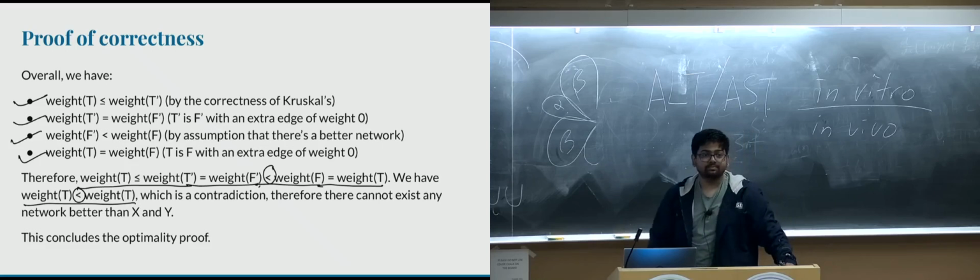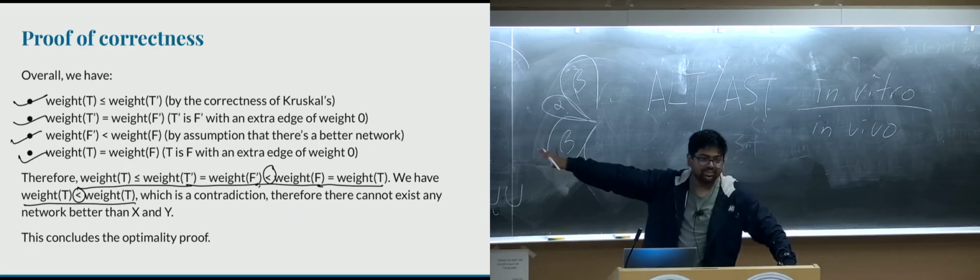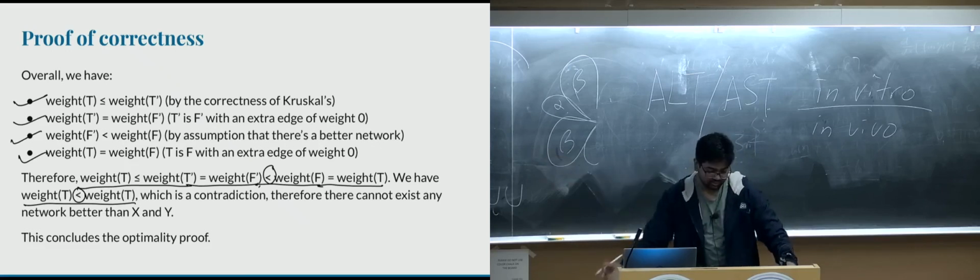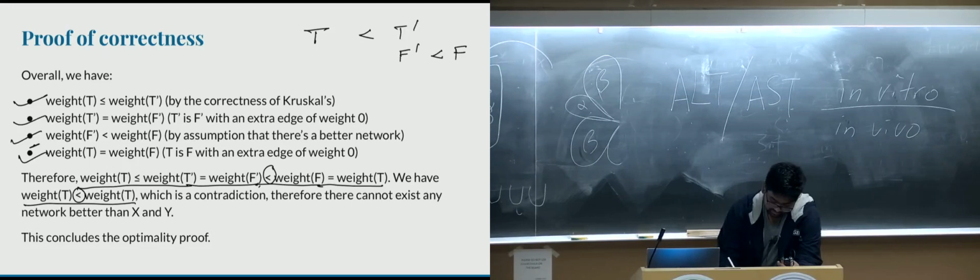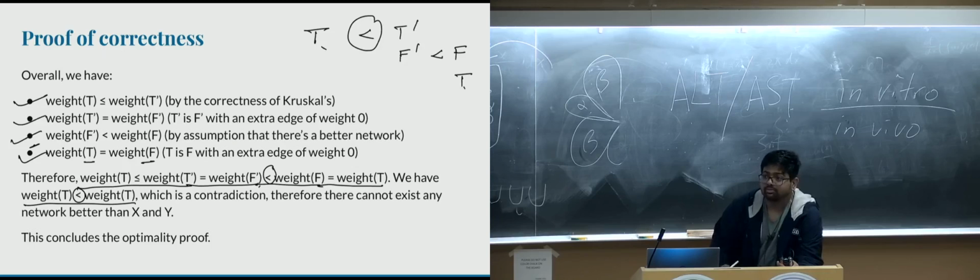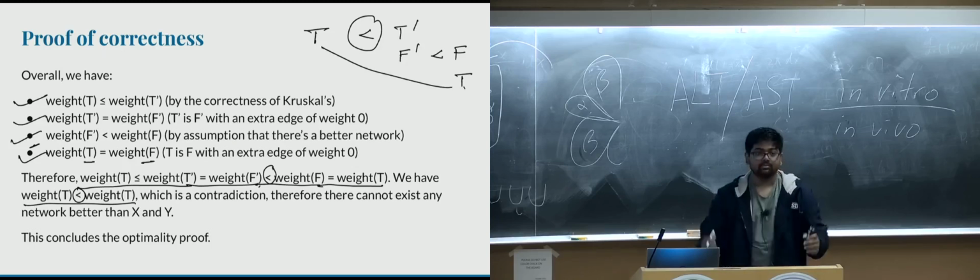Any doubt here? Is this inequality a little bit confusing? So what we can do is, let's just write it here. We have T is less than or equal to T prime, right? First thing. In the second one, T prime is equal to F prime. And in the third one, what we are saying is F prime is less than F, right? And in the fourth one, what we are saying is T is equal to F. So this thing has to be strictly less than this thing, and it's not possible, right? These two things. Does that make sense?